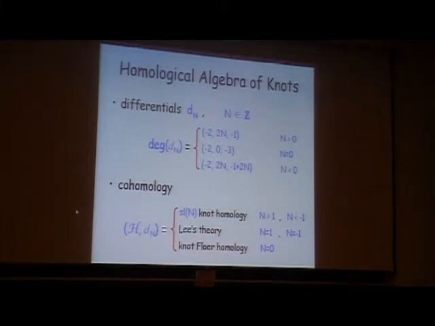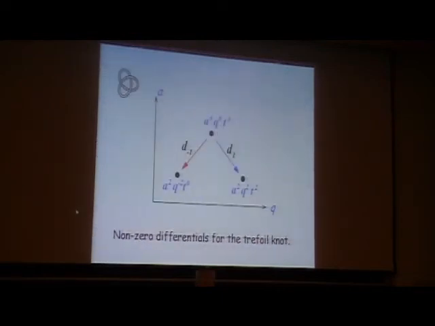Another interesting feature of the story is that you get differentials not only for positive values of n, but also for negative values of n. So in fact, you get differentials for all possible integers. This is how the picture looks for the trefoil knot. These are some canceling differentials, d1, d-1, that act on the triply graded theory and produce one-dimensional leftover pieces, which are trivial. There are no other differentials.